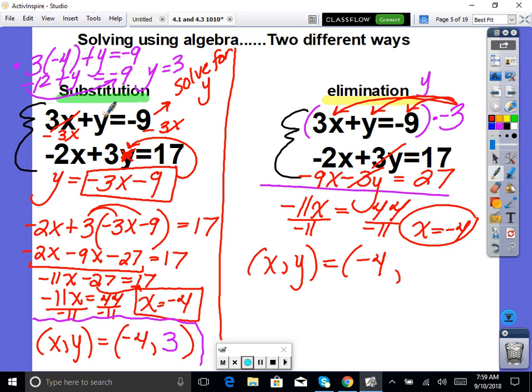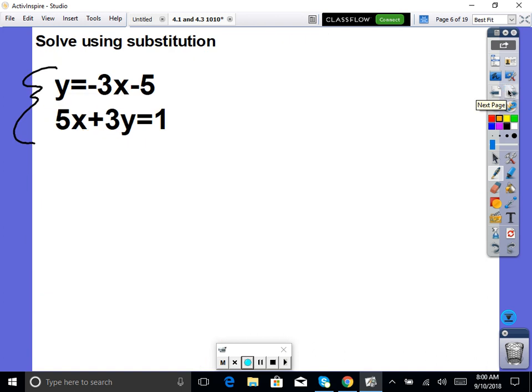We plugged it in up in the top, and we got 3. You take and plug it in wherever you want. Okay? Let's practice some of each type of method. So here we go. Let's do 2 with substitution, then I'm going to let you practice some on your own. So it says solve using substitution.